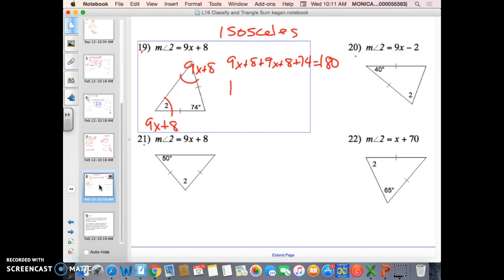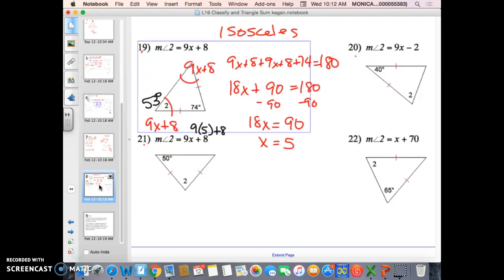So I get 18x plus, when I add those other parts together, I get 90. So subtract 90 from both sides. You get 18x equals 90. So x equals 5. And if they want to find the measure of angle 2, you're going to plug it in here. So it would be 9 times 5 plus 8. So that should be 9 times 5 is 45, plus 8 is 53 degrees.